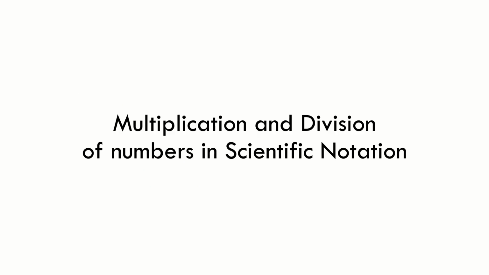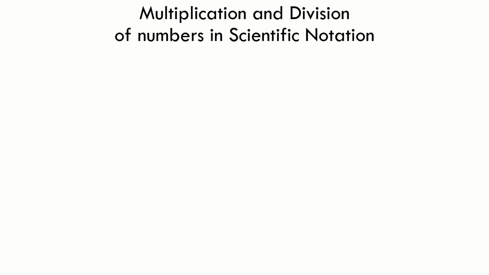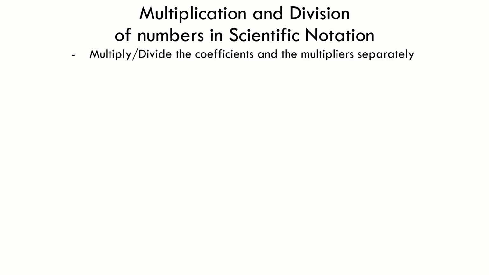Punta naman tayo ngayon sa multiplication and division ng mga numbers na naka-scientific notation. Well, mas simple ito kaysa sa addition, kung tutuusin. Kasi i-multiply or divide lang natin yung coefficient tsaka yung multipliers separately. Hindi na kailangan mag-adjust bago mag-multiply or divide. Siguro i-adjust na lang natin sa dulo kung hindi naka-proper scientific notation yung sagot.